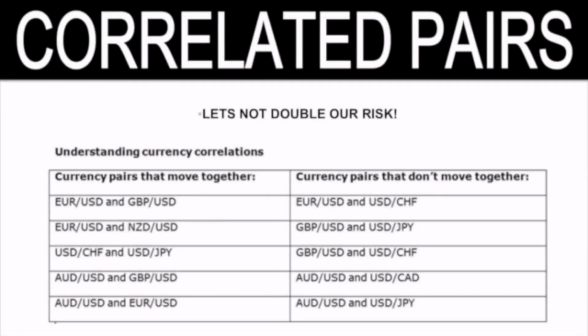You might want to pause this or screenshot this. This is just a slide on correlated pairs. On one side, you see the side that we would call positive. So EUR/USD and GBP/USD, or EUR/USD and NZD. You get it. You can read.